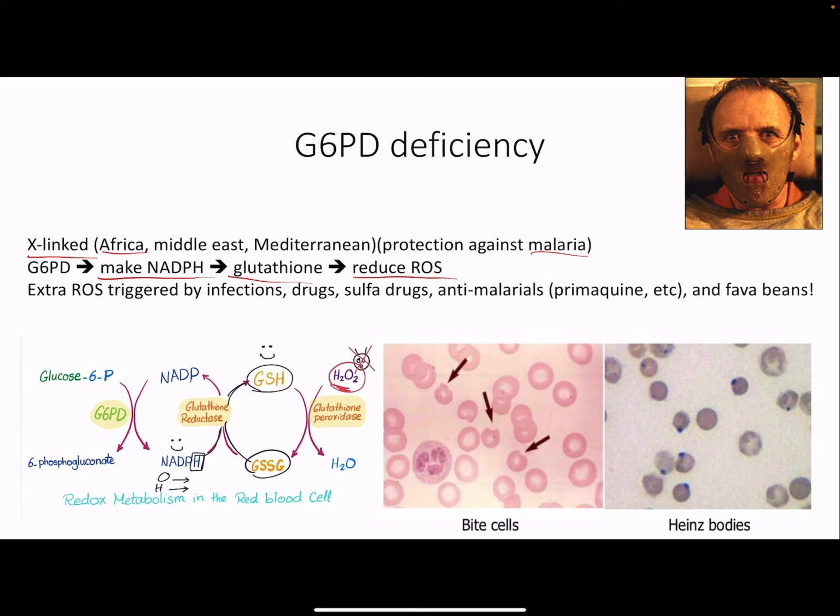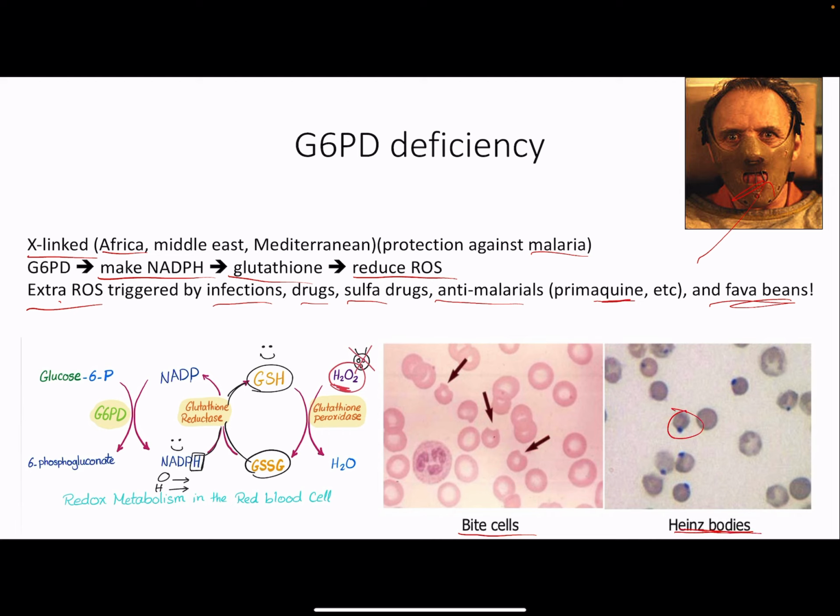Now, this will become exacerbated and triggered, with extra reactive oxygen species, if I have infections, or if I'm taking certain drugs like sulfa drugs or any sort of antimalarial drugs, anything that ends in quin, primaquine is our example here, and fava beans, which made me think of Hannibal Lecter. Characteristic of this, it comes in other conditions, but I would say it's mostly in G6PD, let's start with Heinz bodies. So we might have these Heinz bodies here.